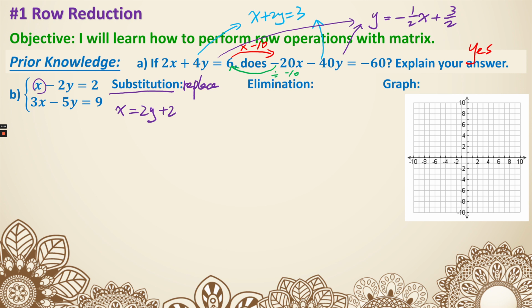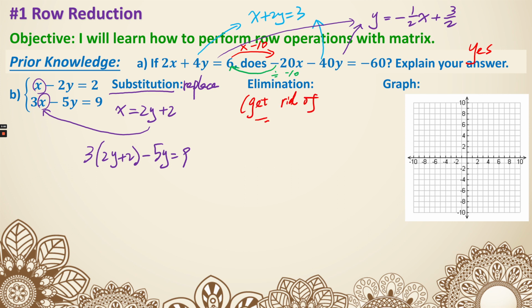Now that I can see x is 2y plus 2, I can replace any x that I see by 2y plus 2. That's where the substitution comes in. I'll make the equation into 3 times 2y plus 2, then minus 5y equals 9. You can clearly see that I only have an equation with y. I can solve for y, then I just need to put it back to find the corresponding x. That's the substitution method.